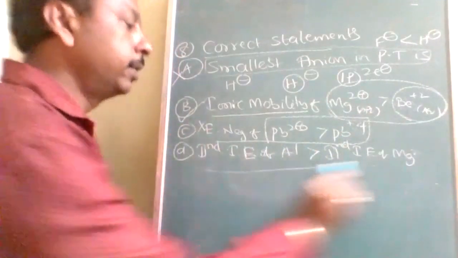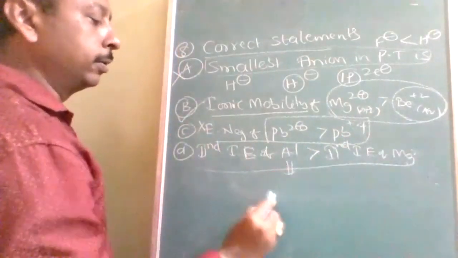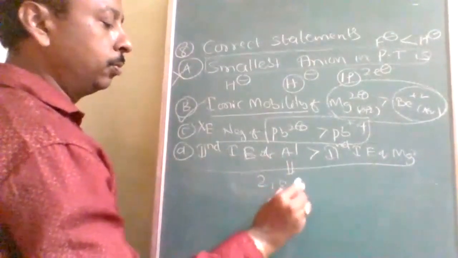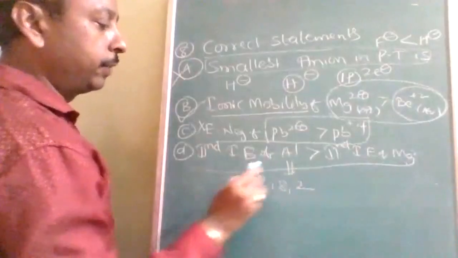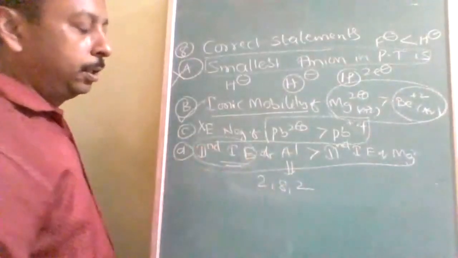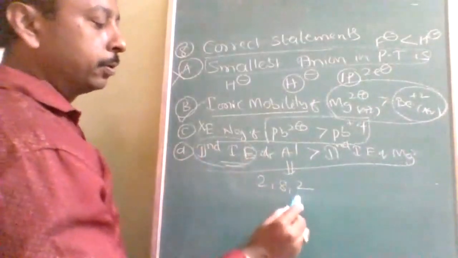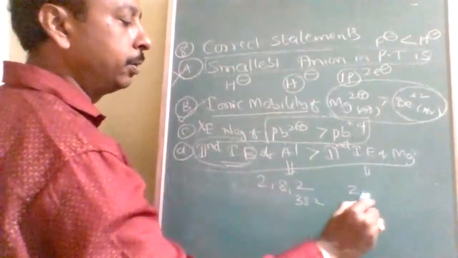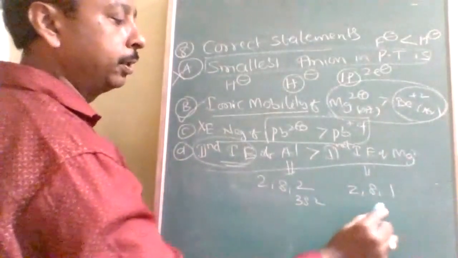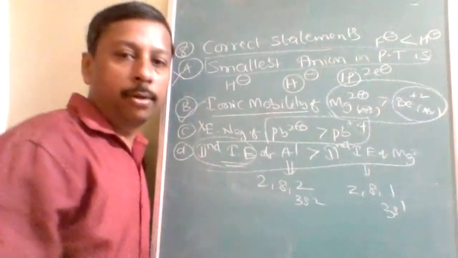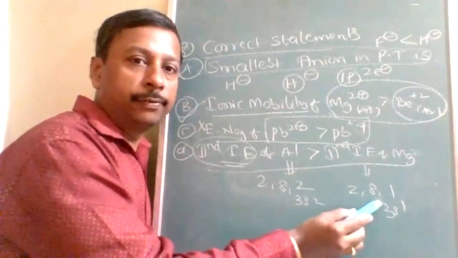And second ionization energy, very beautiful question. Okay, here aluminium, it will be 2, 8, 3 and magnesium will be 2, 8, 2. After losing the first electron only, we can talk about the second electron. So this will contain 3s2. But here, what is the configuration? 2, 8, 1. This will contain 3s1. Understood?